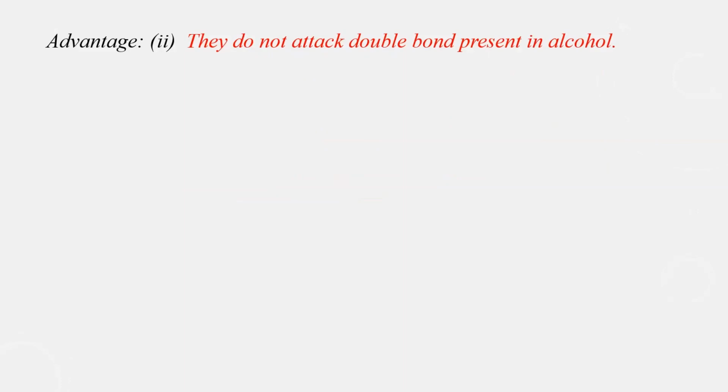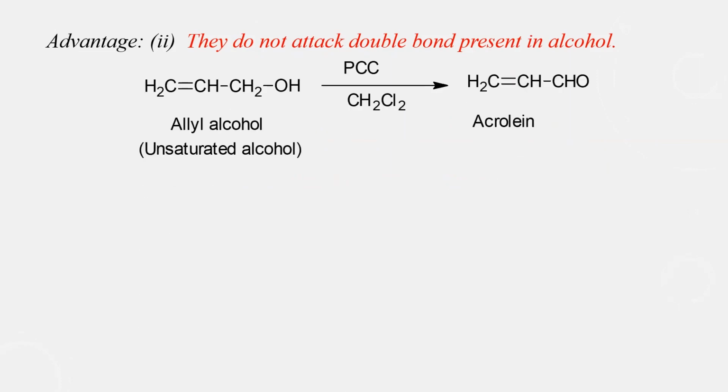The second advantage is they do not attack, this is very important dear students, they do not attack the double bond present in alcohol. Suppose this is an unsaturated alcohol, for example we take allyl alcohol. In presence of PCC in methylene dichloride, it prevents the attack on the double bond, but it oxidizes the primary alcoholic group, that is the CH2OH group, to aldehyde. So here allyl alcohol on oxidation with PCC gives acrolein.